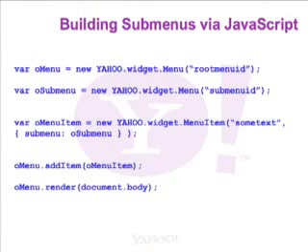And you can also build submenus via JavaScript. In this case, we'll initialize 2 menus up front, one that will be the root and one that will be the submenu. Then we'll make that second menu a child of the menu item from the first menu by essentially passing it as the submenu configuration property to the menu item that we create. And then we add that item to the root menu and then call render.